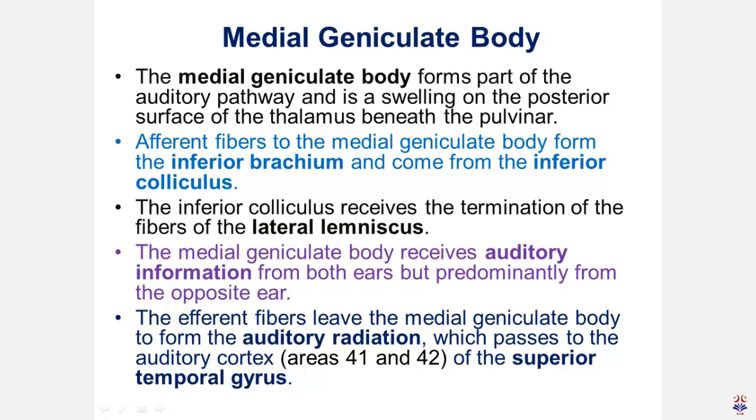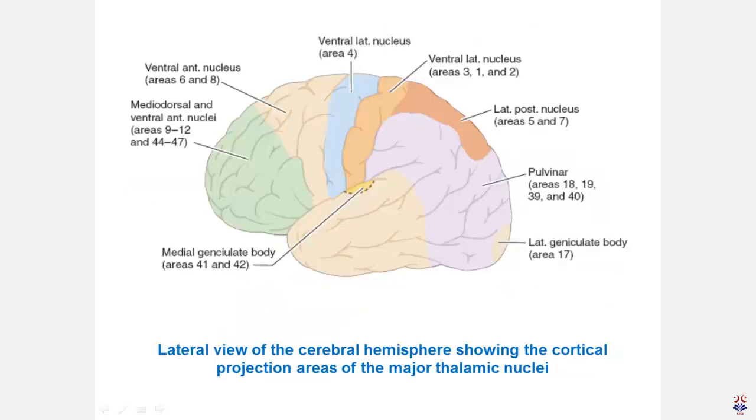Inferior colliculus receives termination fibers of the lateral lemniscus. So the medial geniculate body receives auditory information from both ears, but predominantly from the opposite ear. The efferent fibers leave the medial geniculate body to form auditory radiation, which passes to the auditory cortex, area 41-42 of the superior temporal gyrus. Medial geniculate body's radiation.